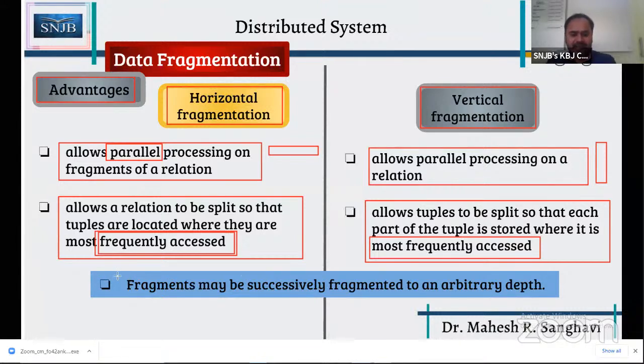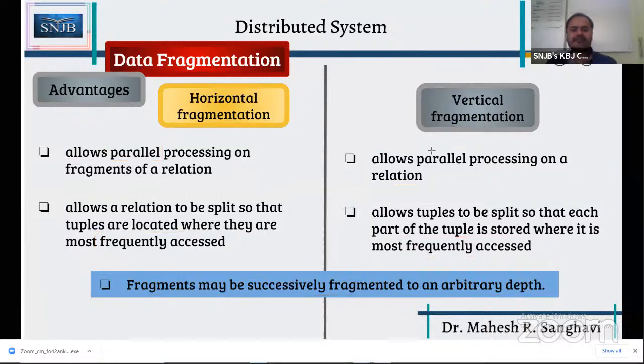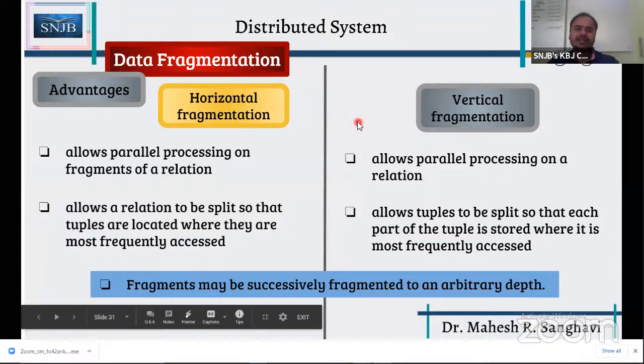The last statement is very, very important: fragments may be successively fragmented to arbitrary depth. So it depends on the application where to use horizontal fragmentation and where to use vertical fragmentation. But mind it, there is a third type of fragmentation, known as mixed fragmentation, which uses both horizontal as well as vertical fragmentation. We can call it mixed fragmentation, or hybrid fragmentation, where it gives the facility of both, so that we can get all the advantages of horizontal and vertical fragmentation.